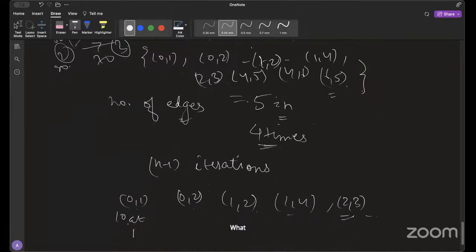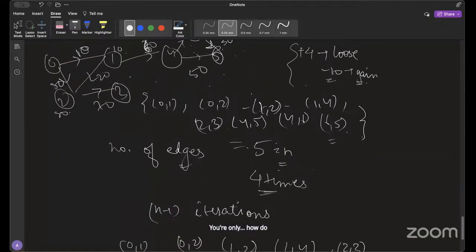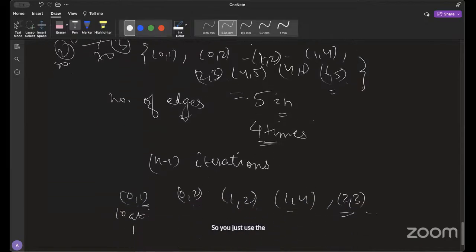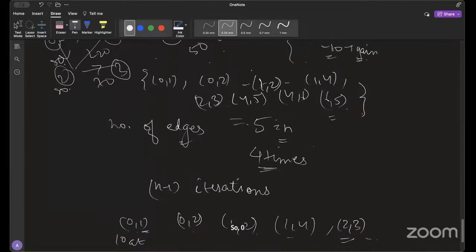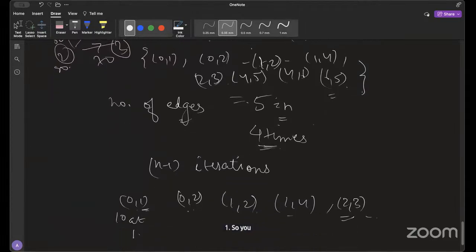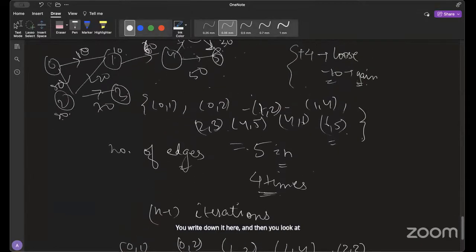What you do is you use these edges. You can't be doing everything here because there are a lot of edges, so you just use the edges that are there. So the 0, 1 edge gives you 10 at 1. And then 0, 2 gives you 80 at 2. You write down 80 here. And then you look at the 1, 2 edge. The 1, 2 edge gives you this 10 and this 20, so it gives you a better approximation. So you get a 30 here. Initially it was 80, now it's 30.